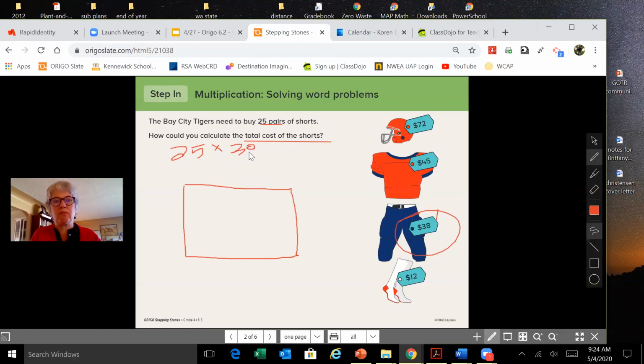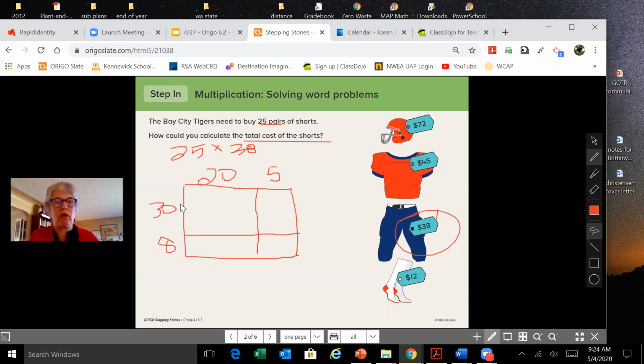38. Okay, and like what I've been talking to you about, we're going to be splitting those numbers into place value. So up at the top, and it doesn't matter which way I do this, I'm going to be splitting up 25 into 20 and 5. And then over on the side, I'm going to be splitting up 38 into 30 and 8. 30 and 8. And then I'm just going to multiply those four numbers.